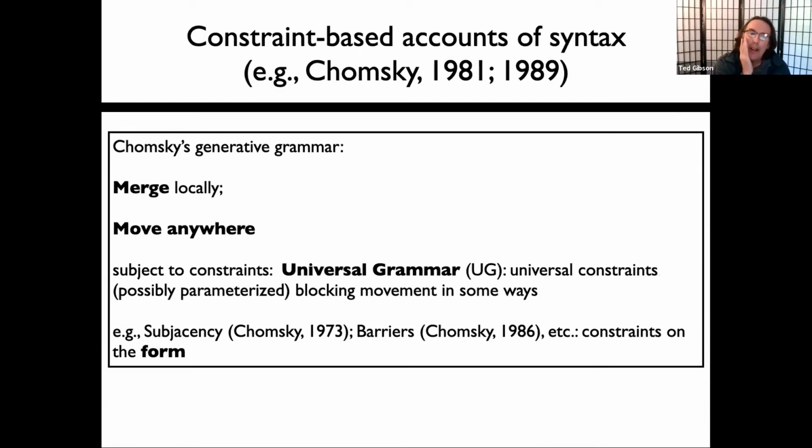As you're probably familiar, a dominant theory of language is Chomsky's syntax-based approach. Chomsky's generative grammar starts with two general kinds of rules: merge locally and move anywhere. And then there are constraints on the movement. And universal grammar, or UG, consists of universal constraints, possibly parameterized, which block movement in some ways. There are probably other parts of UG, but this is one component of our UG here, such as the subjacency and barriers proposals, which I'll discuss briefly below.